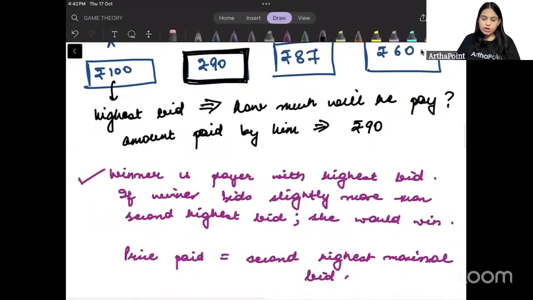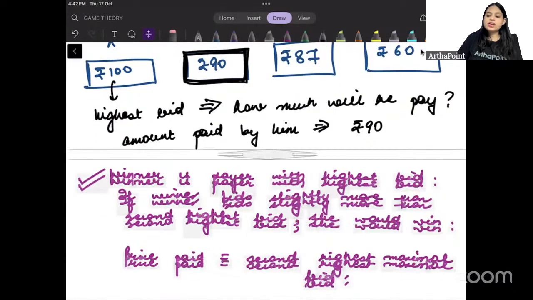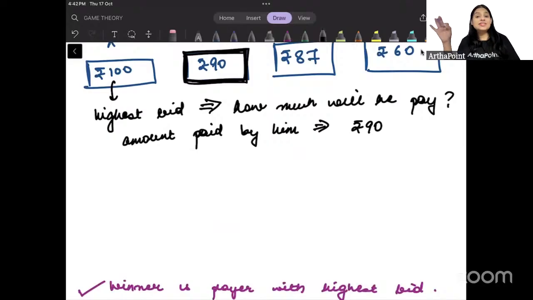वो जीत गया no doubt, but what will he pay? He will pay according to the second highest bid. That is why it is called second prize auction, right? Acha, now think about it, what is the surplus of this individual?